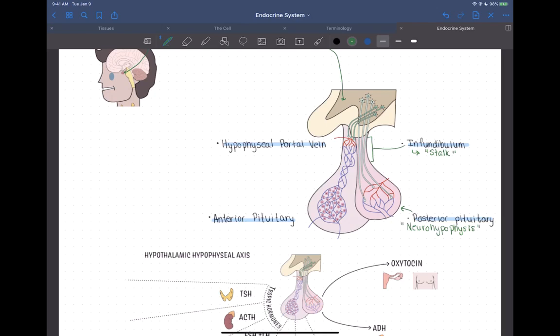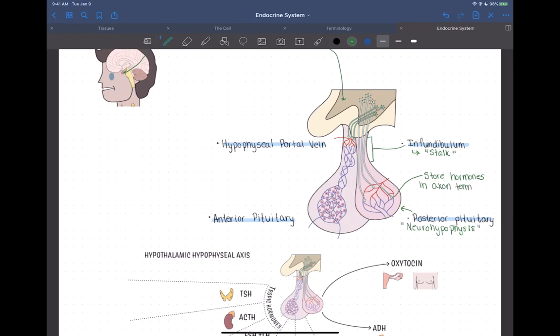And the way it's going to work in the posterior pituitary for the release of hormones is that these neurons in the hypothalamus here are going to make hormones. They're going to manufacture hormones and send them down their axons to these axon terminals here. So the hormones are going to be stored in the axon terminals here.